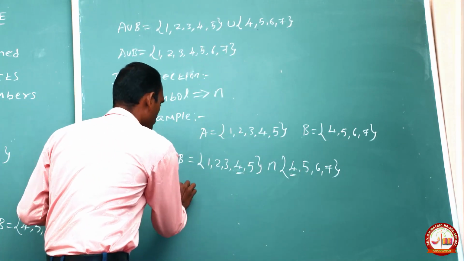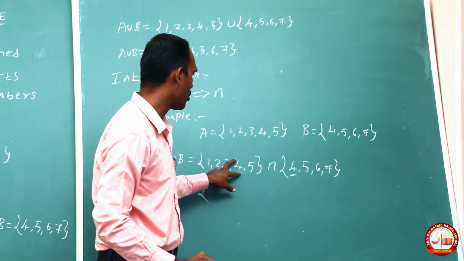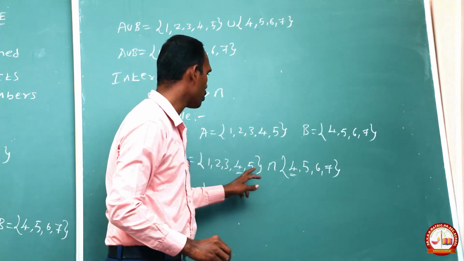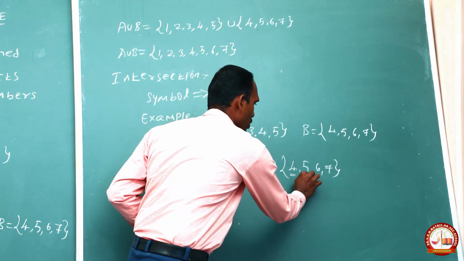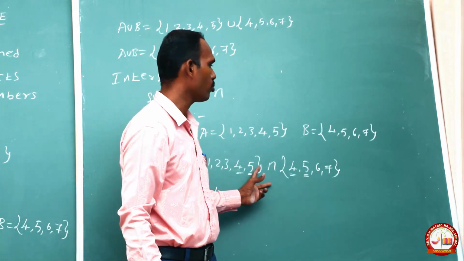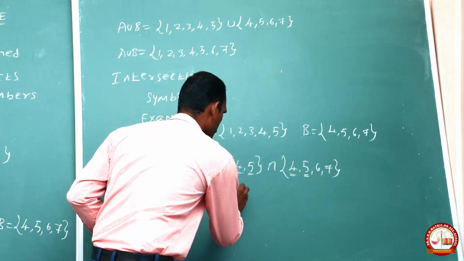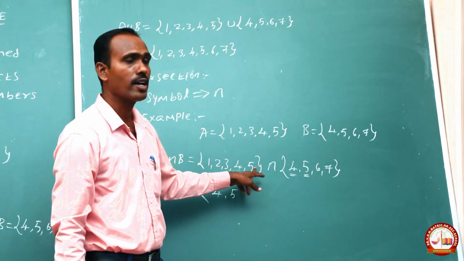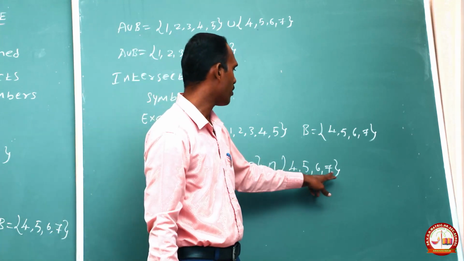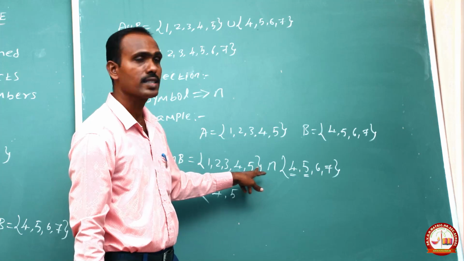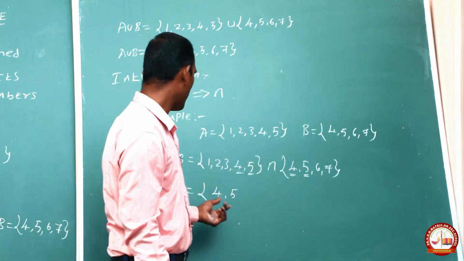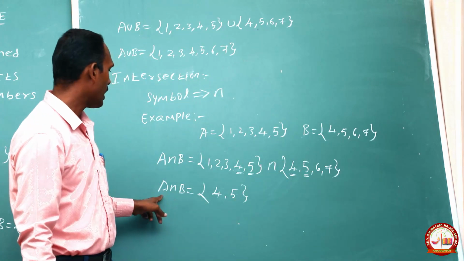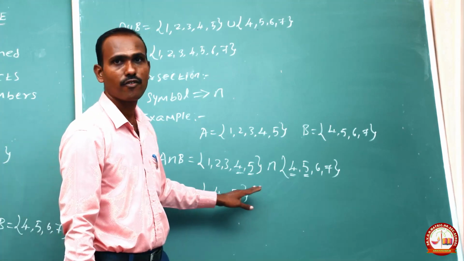So A intersection B equal to, so write the common. Common is, here is 4, here is also 4. So write the 4. And then you see here you have 5, here you have 5. So 5 is common in both the sets. So you write the 5 also. And then you see here 6. Here you have 6, but here you do not have 6, so don't write it. And then here you have 7. Here you do not have 7, so don't write the 7. Only the common elements here are 4 and 5. So A intersection B equal to {4, 5}.